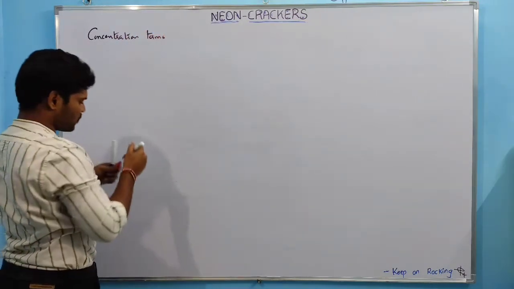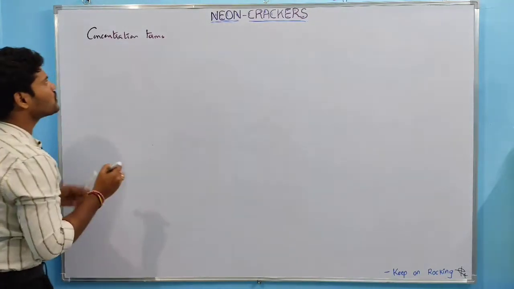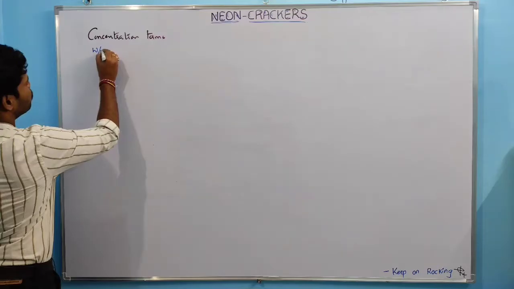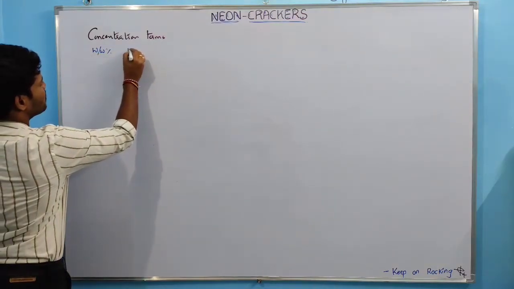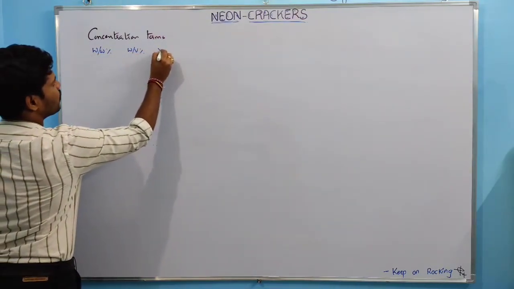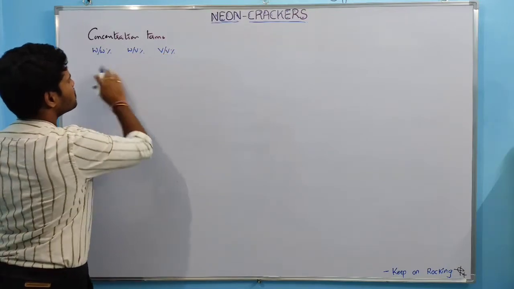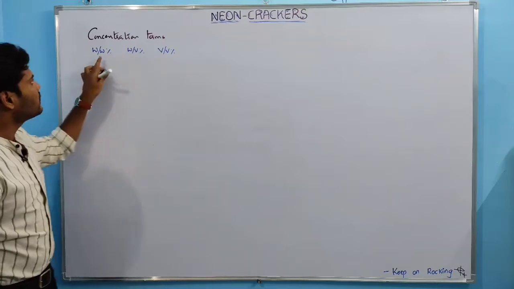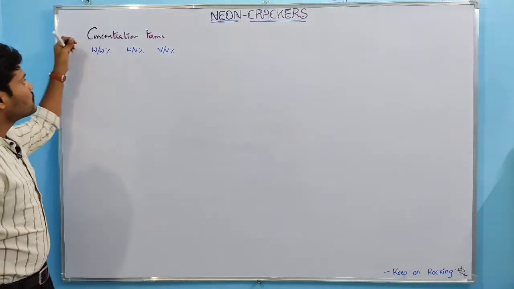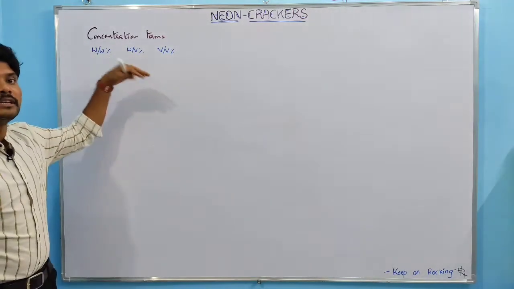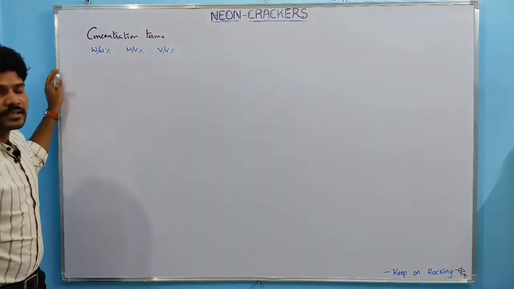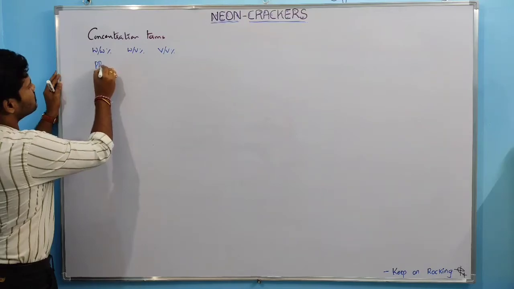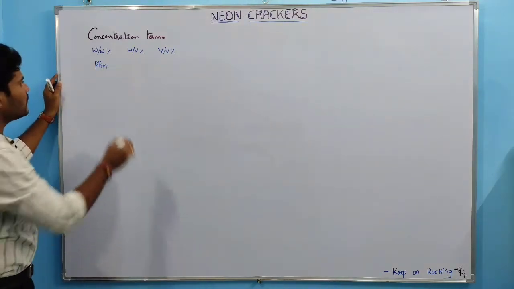First, the types of concentration terms. The simple concentration terms are the percent of solution: weight by weight percent, weight by volume percent, and volume by volume percent. These are the simple concentration terms, percent of solution, either in grams or in ml, showing how much quantity of solute is dissolved. Those are the normal concentration terms. Apart from these there are other concentration terms, such as ppm.